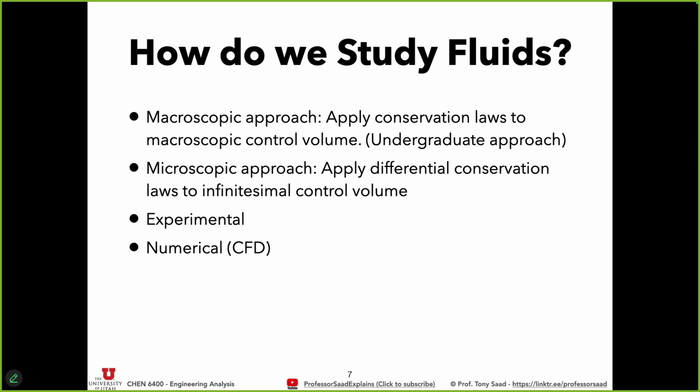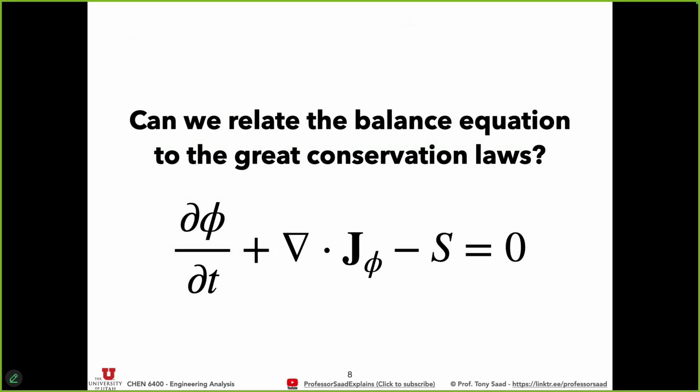So that's the differential approach. And you can study fluids experimentally or numerically. We kind of touched on numerics for advection diffusion equations. Solving the fluid flow equations is much more complicated. We're not going to do it here. That's an entire CFD course, because you cannot solve them without understanding numerical methods very well.